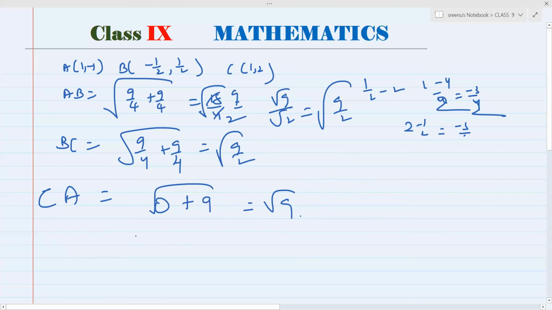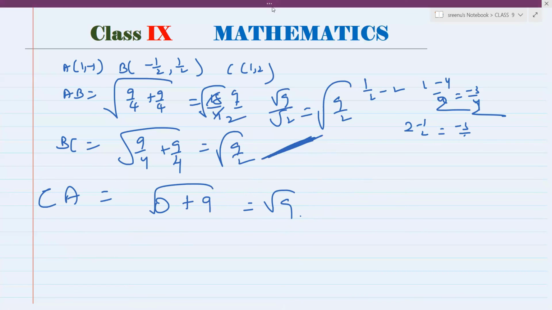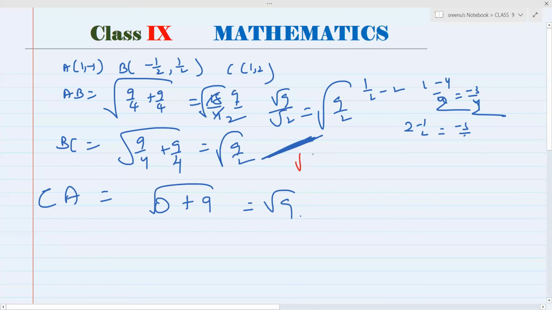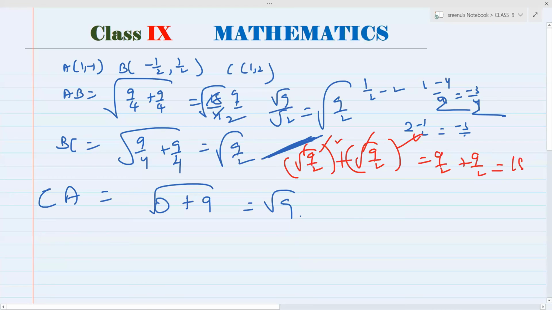But options are right angle isosceles is given. Right angle also we will check. We will do square of these two. These two squares I will do. What I will get, I will check. Root 9 by 2 whole square plus root 9 by 2 whole square is equal to 9 by 2 plus 9 by 2 is equal to 18 by 2 is equal to 9. If you do this square, you will get 9.